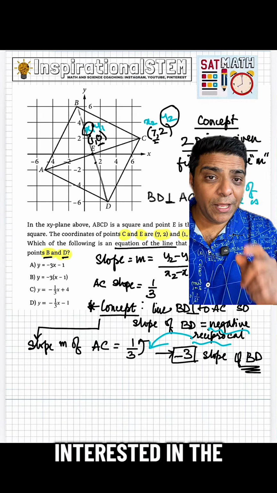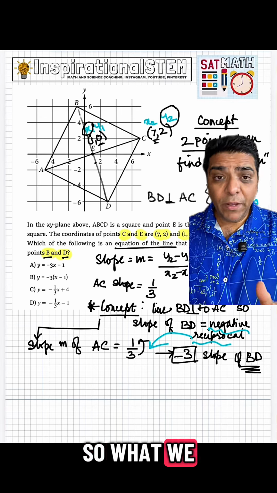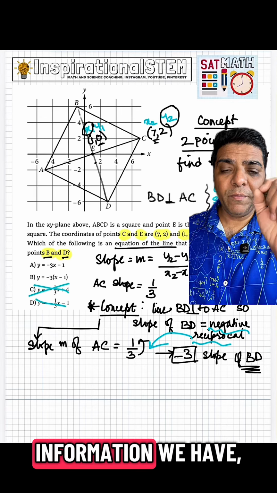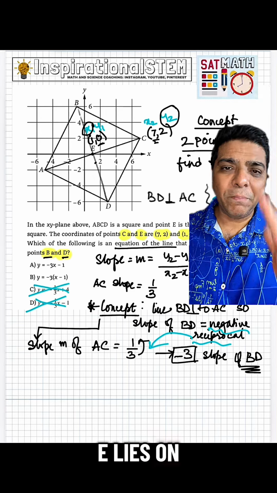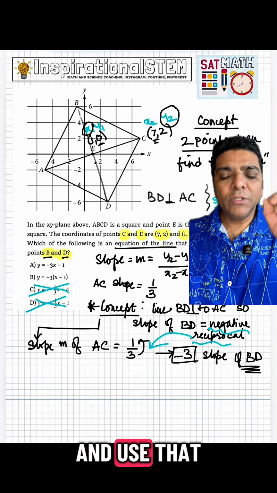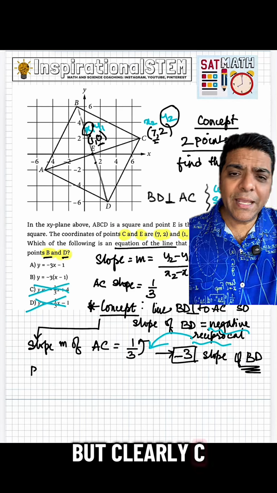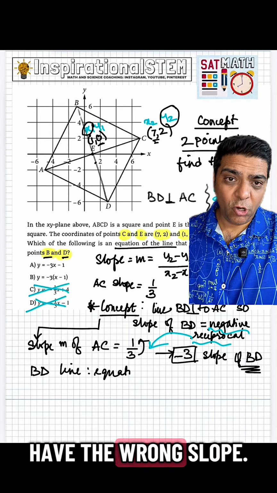Now we are interested in the equation of that line. So what we're going to do, we're going to use the one piece of information we have, which is point E lies on BD, and use that to substitute. But clearly C and D are not the right answers because they have the wrong slope.